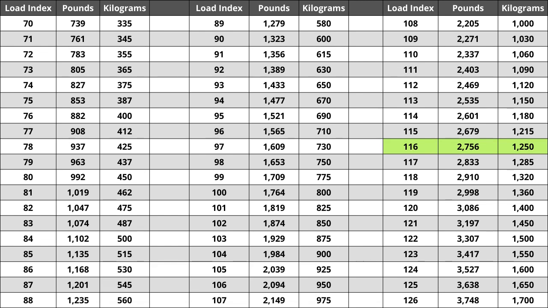So for the tire we are looking at today, the load index of 116 represents a weight capacity of 2756 pounds. For my metric system using friends, that would be a capacity of 1250 kilograms.